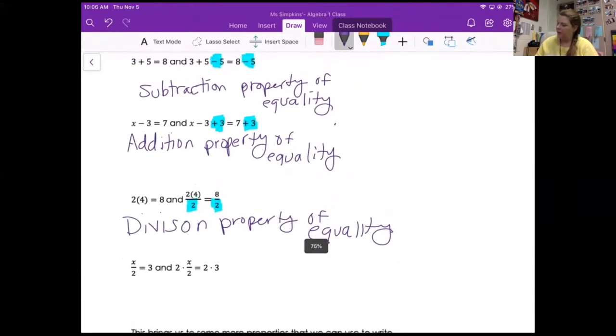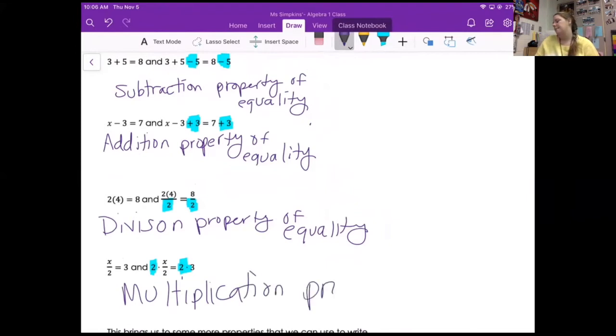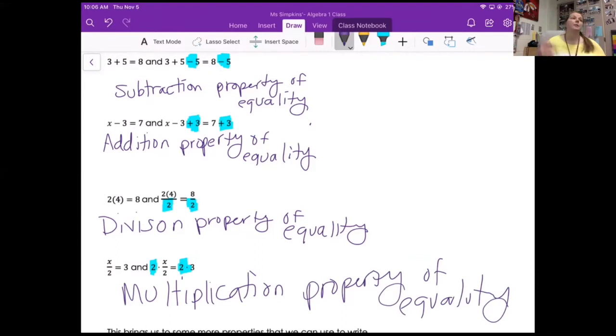And the last one, I hope by process of elimination, you could assume that the last one is probably going to be the multiplication property of equality. And you can see that they multiplied by 2 on both sides of that equal sign. So that would be the multiplication property of equality. Again, you've done this before. You just didn't know that it had a fancy name like that.